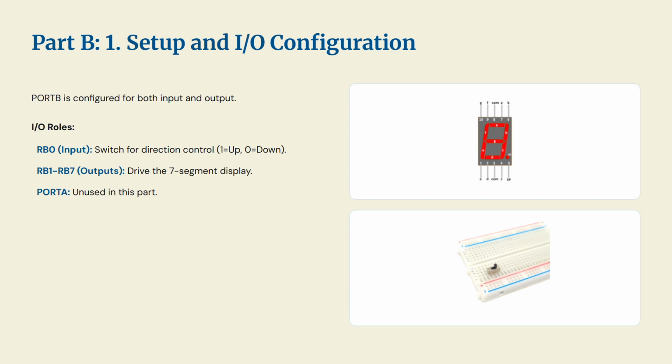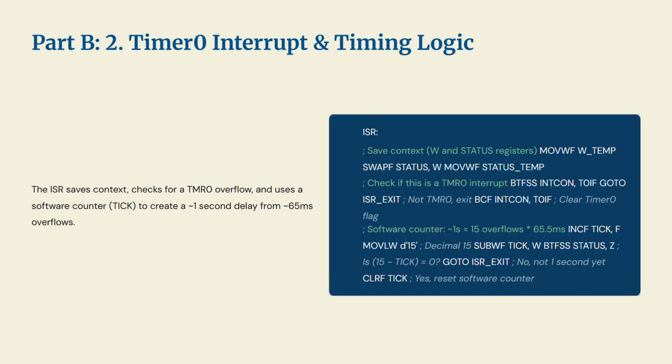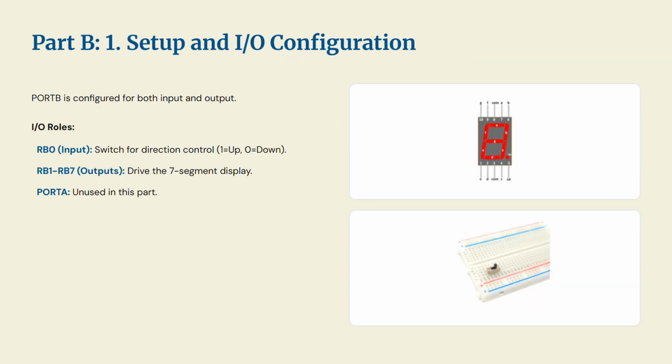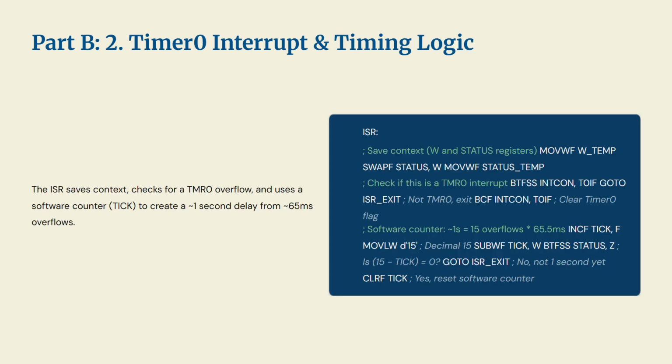Moreover, Timer 0 is configured with a 1 to 256 prescaler, which slows down the internal clock enough to create a predictable overflow rate of around 65 milliseconds. The interrupt routine counts a specific number of these overflows to build an accurate 1-second interval. Consequently, the counter updates exactly once every second, giving a clear, consistent output speed.